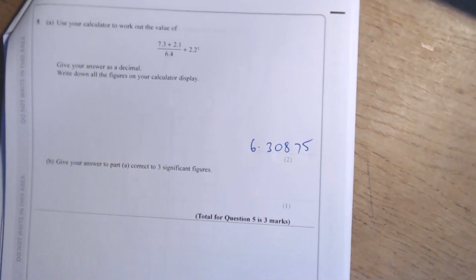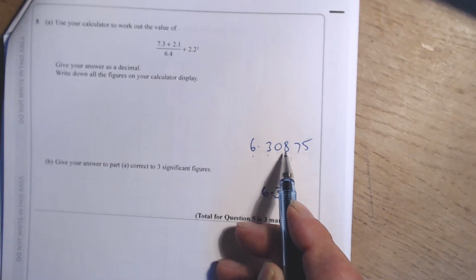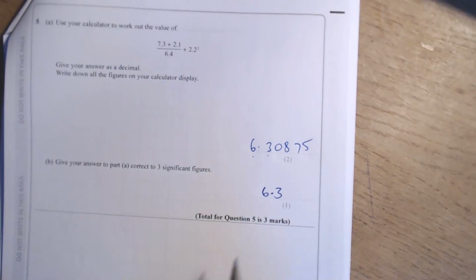So write down all the figures on your calculator display. So that's what I've done. And then for part B, give your answer to 3 significant figures. Now remember, that's 3 digits in total. So 1, 2, and 5 are above. So our final answer is 6.31. 3 significant figures.